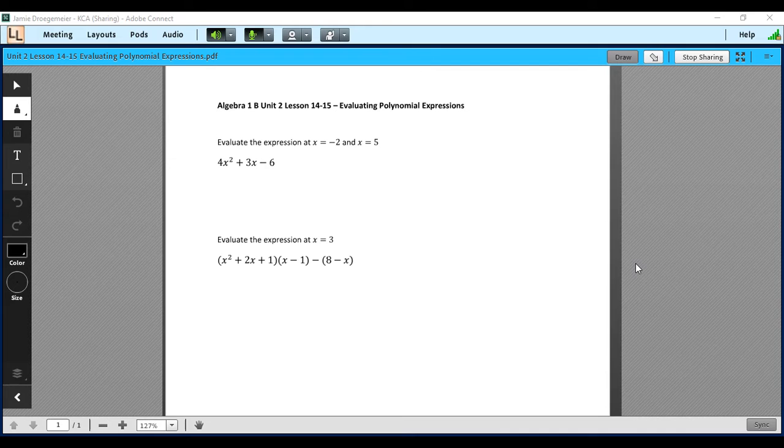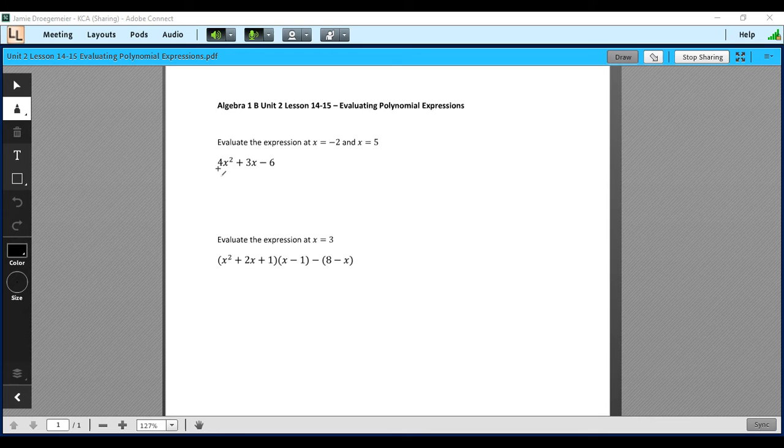Today we are in Unit 2, looking at lessons 14 and 15, which is about evaluating polynomial expressions. Very similar to what we did when we were looking at linear expressions, linear equations, how we evaluate a function at a specific point in its domain. Remember, domain are your x values, your inputs. Well, we want to do the same type of thing here with polynomial expressions, evaluating at a specific x value.